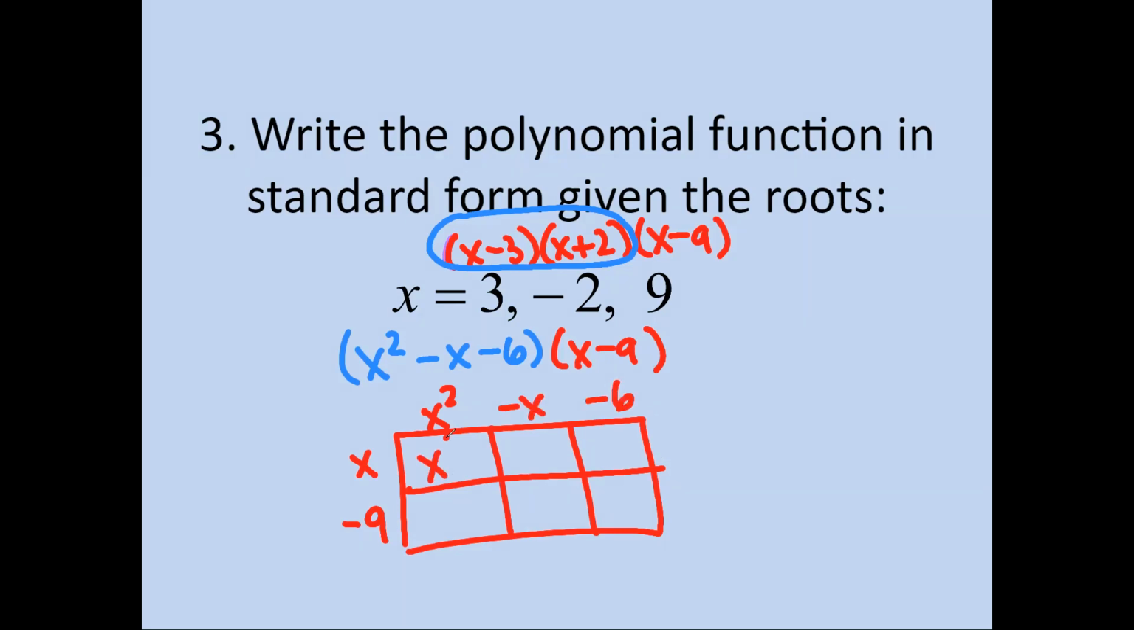So this is going to be x to the 3rd minus x squared minus 6x minus 9x squared plus 9x plus 54. So that's going to give me x to the third minus 10x squared plus 3x plus 54.